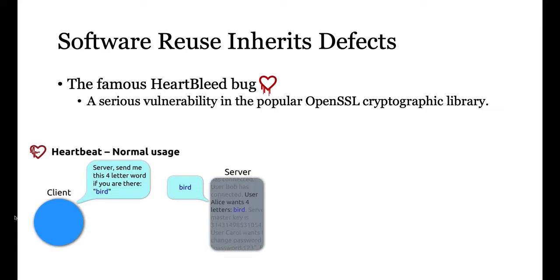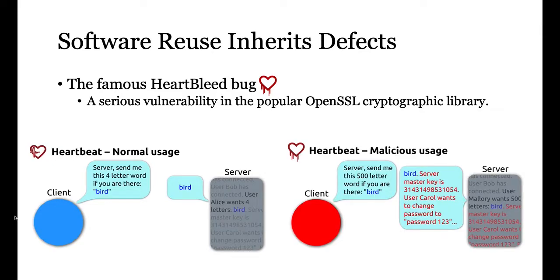Normally, the client asks the server to send a four-letter word, bird, and the server replies with the word bird. But if the bug is exploited, the client tricks the server into sending a 500-letter word, bird, without input validation. The server replies with the word bird and hundreds of memory data after the word, including secret keys and passwords.